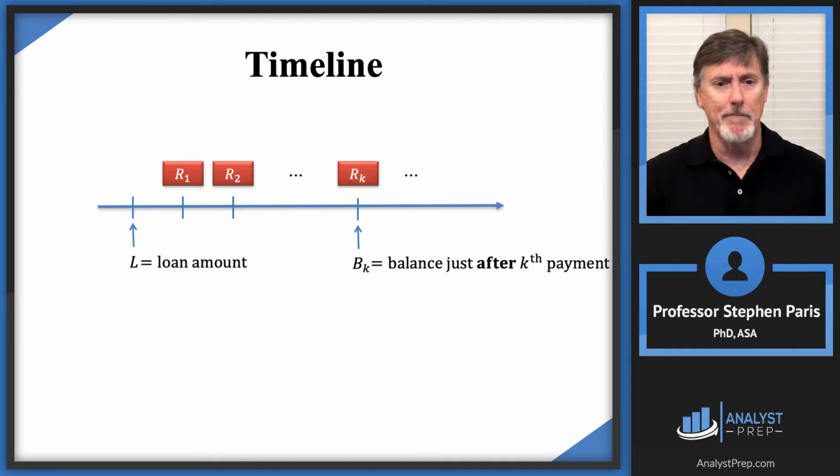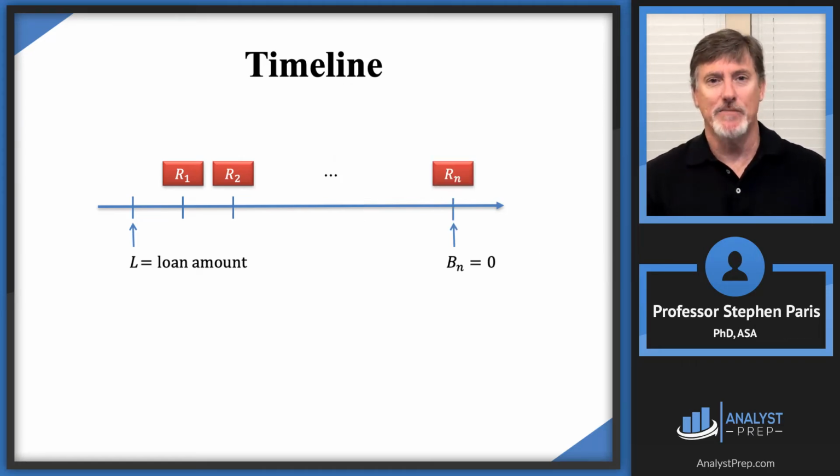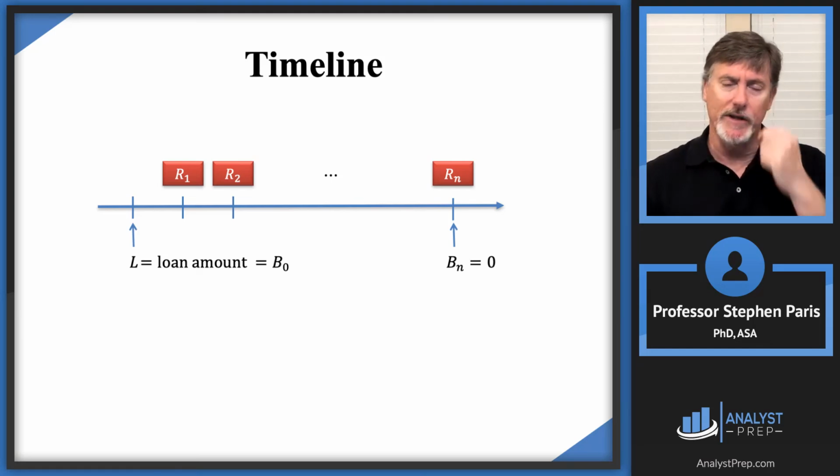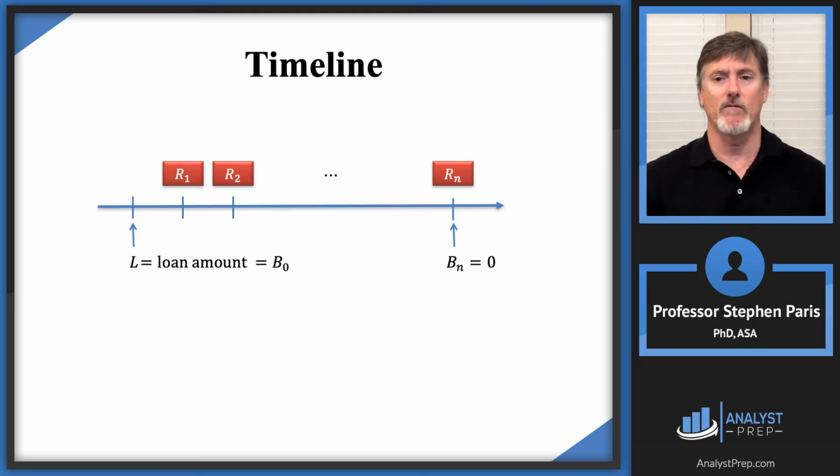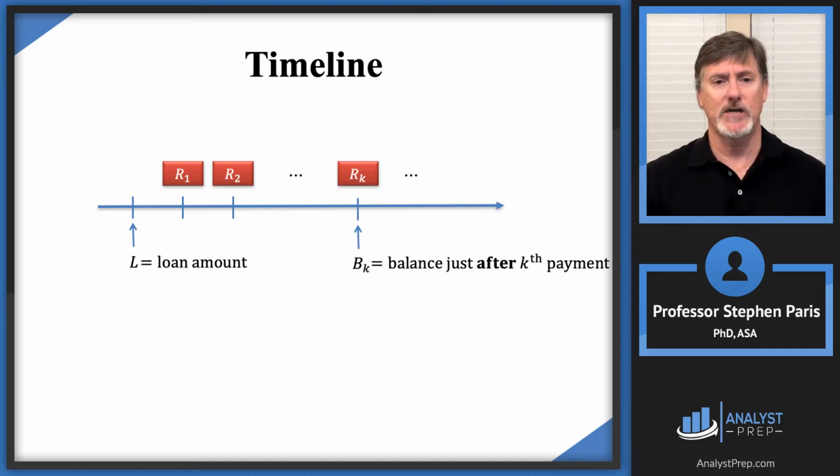A couple of cap B values that we know, of course: right after the last payment, we should be paying off the loan. It's the last payment, so we pay off the loan. So the cap B sub N value is going to be 0. Remember, N represented the number of payments. And of course, at time 0, the loan amount we can think of as a cap B sub 0 value. Let's go back to the picture for a K value between time 0 and time N. Cap B sub K, again, is the balance just after the payment.